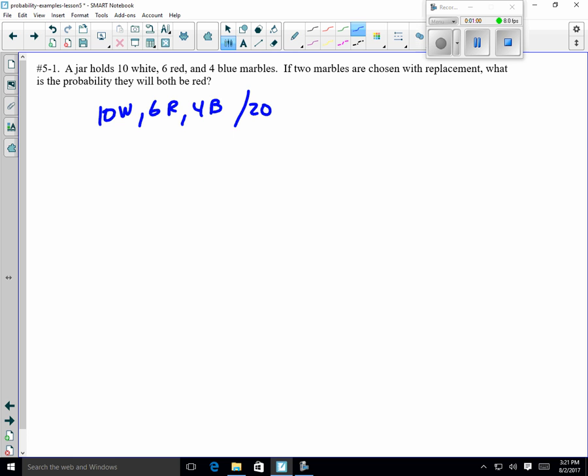So if we're talking about finding the probability that the first one is red and the second one is red, then that's the same as using an AND case, right? Because we have to have first one red and, right? This symbol means and, second one red. We know that with AND cases, we multiply probabilities.